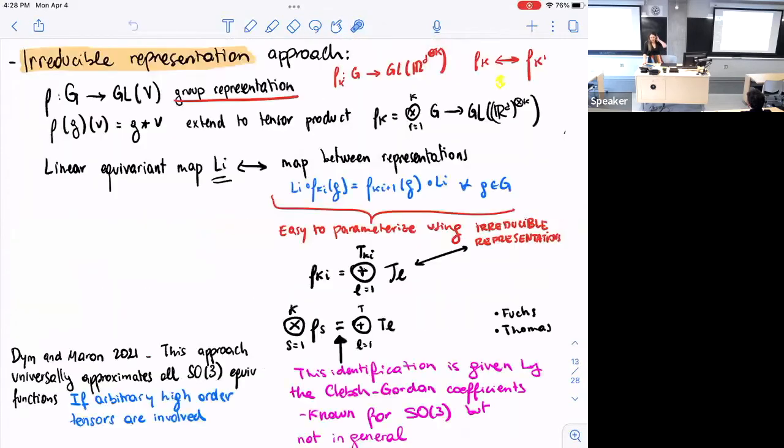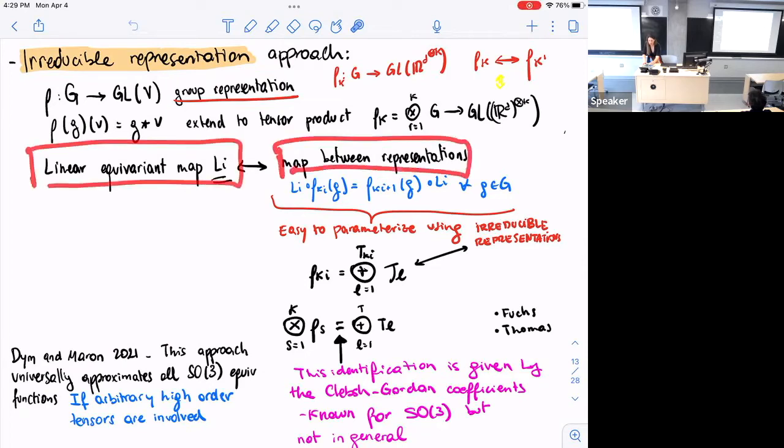Another way people do that is by using representation theory. So what they say is that linear equivariant maps are in one-to-one correspondence with maps between representations of these tensor spaces.